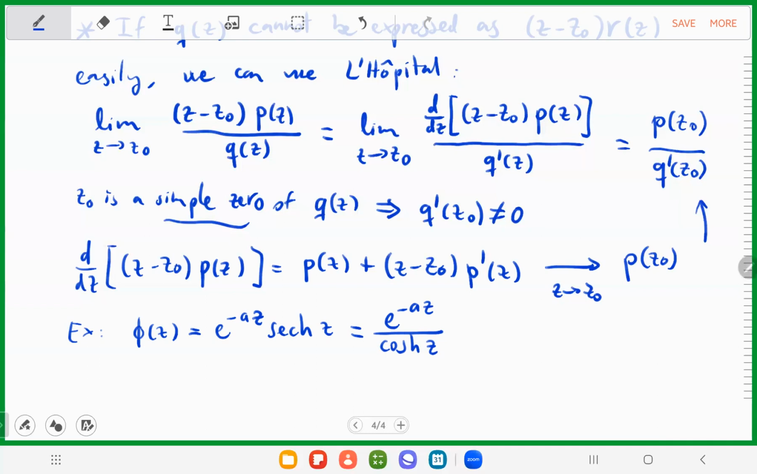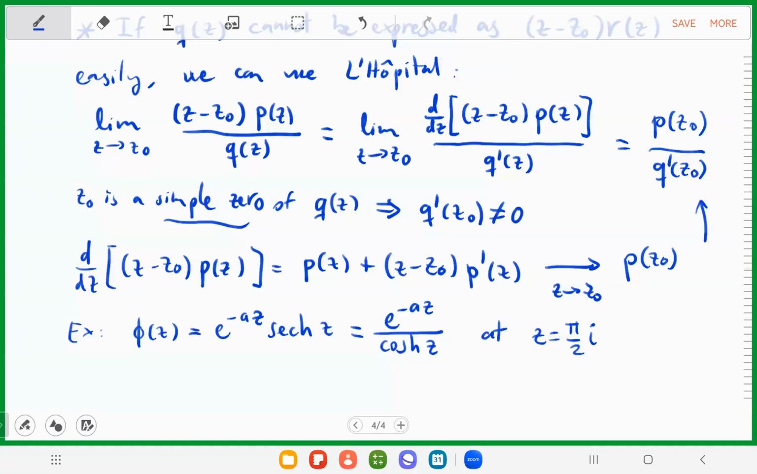So the singular points come from the zeros of the denominator, the zeros of hyperbolic cosine. And we have already discussed those singular points. There are infinitely many singular points of this function because hyperbolic cosine has all those zeros. So let's take one of them. Let's take pi over 2i. This is one point where the hyperbolic cosine is 0.